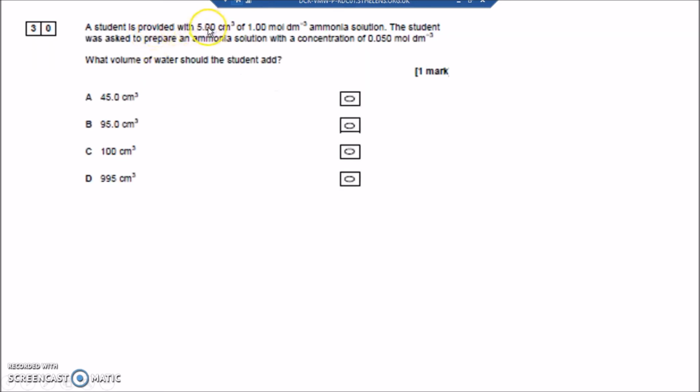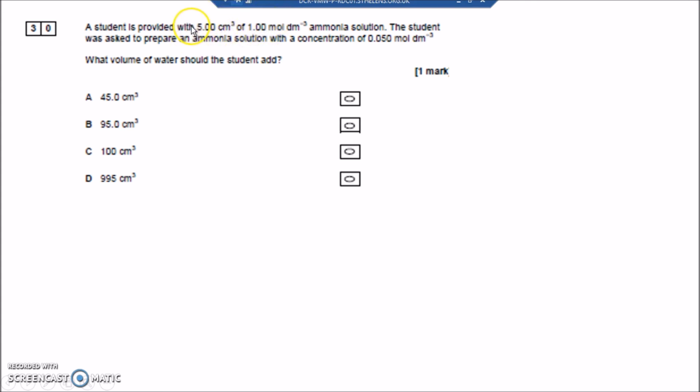30. A student is provided with 5 cm³ of 1 mol dm⁻³ ammonia solution. So without looking any further, I've got a volume and I've got a concentration. I can work out moles of ammonia. So let's do that now. 5 cm³ up into dm³, I divide by 1,000.